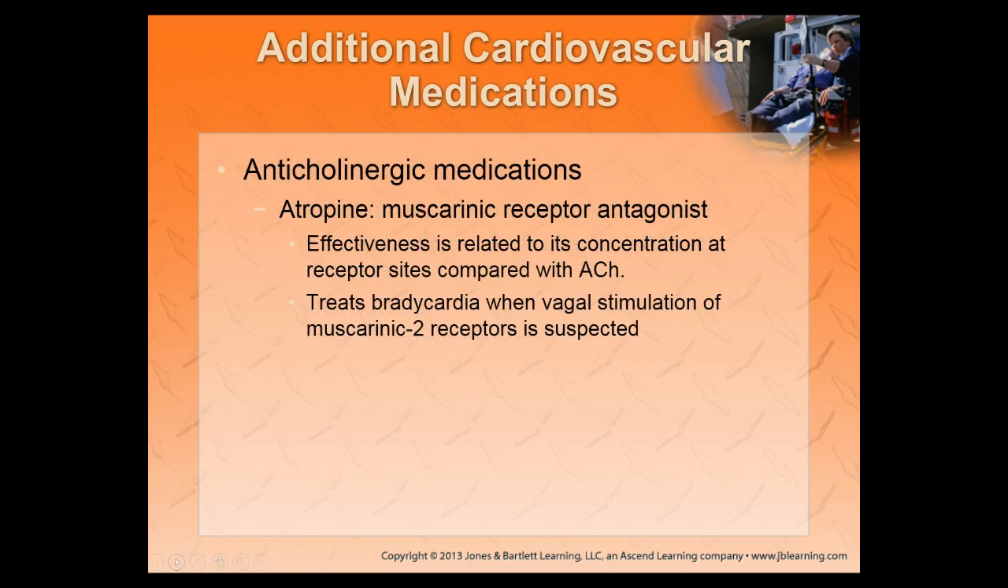Other cardiovascular medications include the anticholinergic medications, such as atropine. Atropine's effectiveness is related to its concentration at the receptor sites compared with acetylcholine. So in other words, it competes for those sites. We use it in pre-hospital care primarily to treat bradycardia when we think that there may be vagal stimulation. These cases are usually where the EKG looks fairly normal, but the heart rate is extremely slow. Atropine is used to try to speed up heart rate. So this is a slow heart rate, give atropine situation.